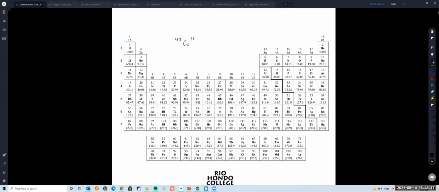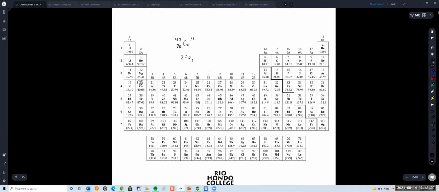All right, so how do we find how many protons? You just look at the atomic number, right? So 20, which I'll go ahead and finish the symbol by putting a 20 there. So I've got 20 protons.